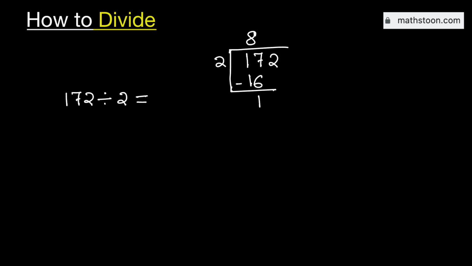Now this 1 is less than 2. That is why we will bring down this adjacent 2 here. And from the multiplication table of 2, we know that 2 times 6 is equal to 12. Subtract, we get 0. As we have got the remainder 0, so we will stop.